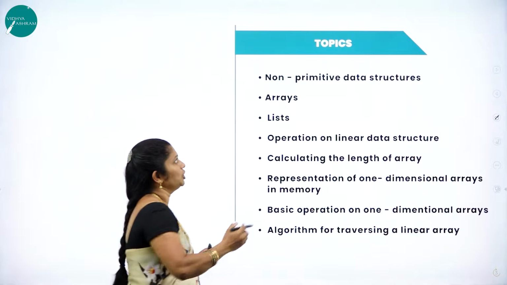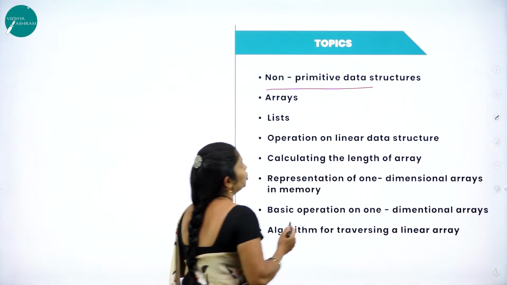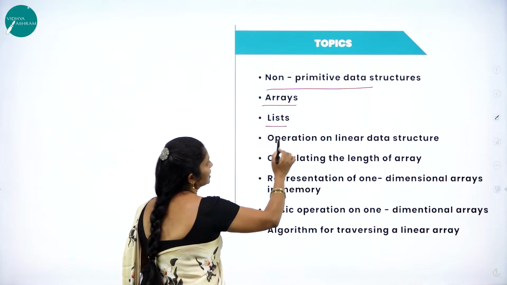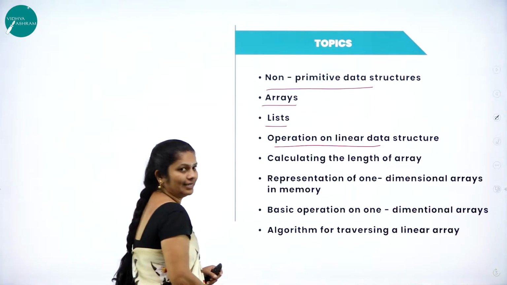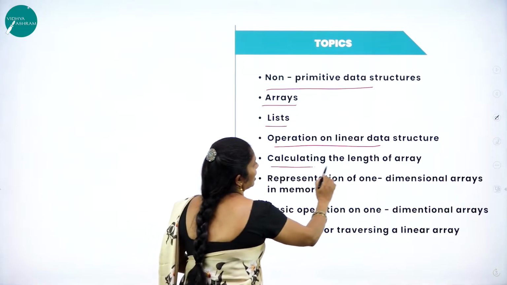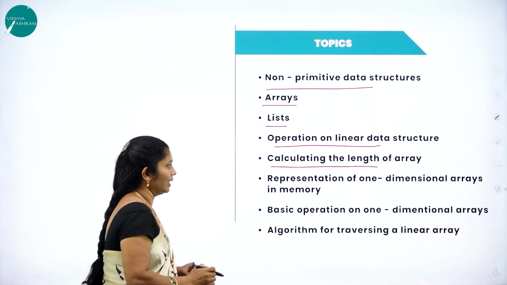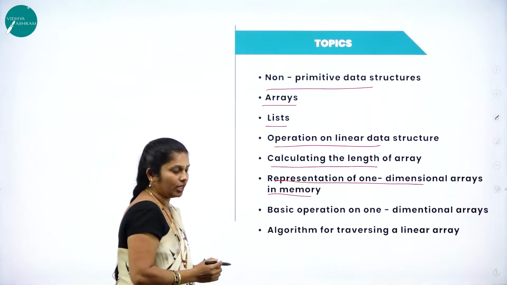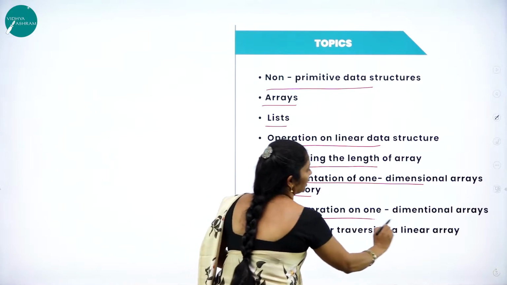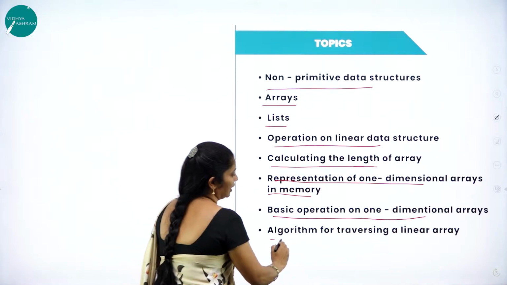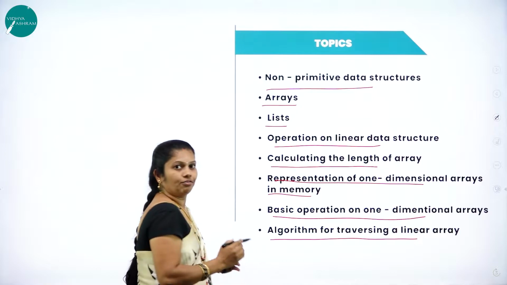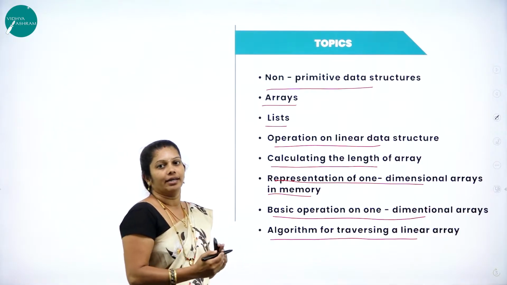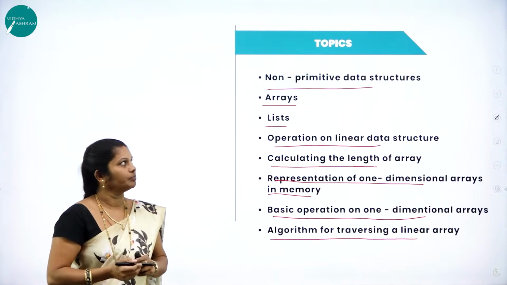On today's session, you will come to know about non-primitive data structure. What do you mean by array, list? Then operations on linear data structure, as well as how to calculate the length of an array. Then representation of a one-dimensional array in memory, the basic operations on a one-dimensional array, then the algorithm for traversing, especially for a linear array. Regarding that, you will come to know in today's session.